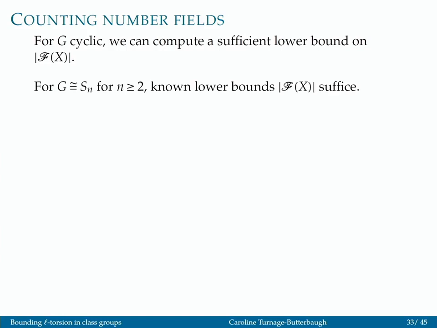If G is equal to Sn, then there are already known lower bounds on the size of this family. And they're actually pretty weak, but the size of our exceptional family is so small that these weak lower bounds suffice.